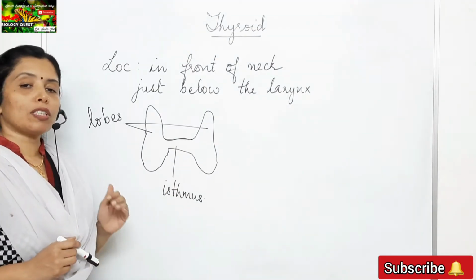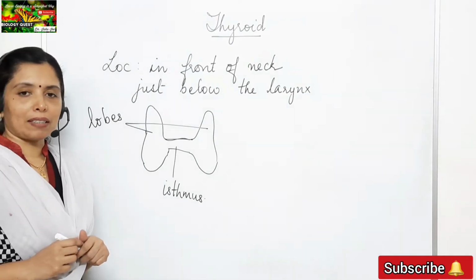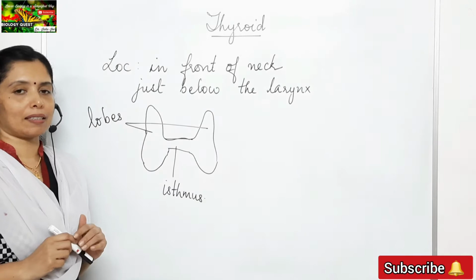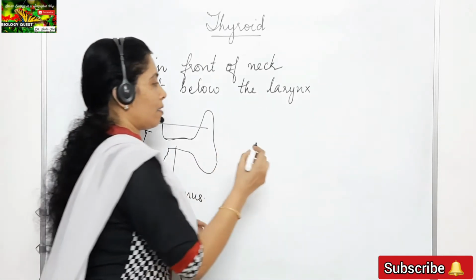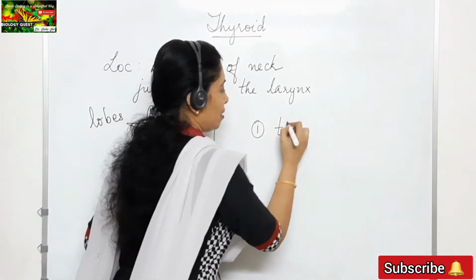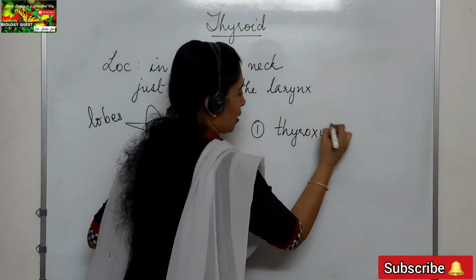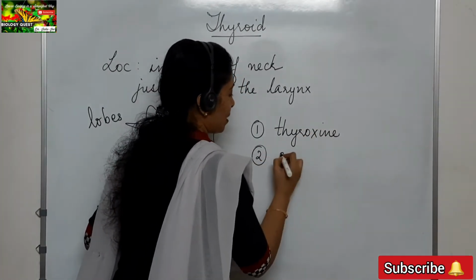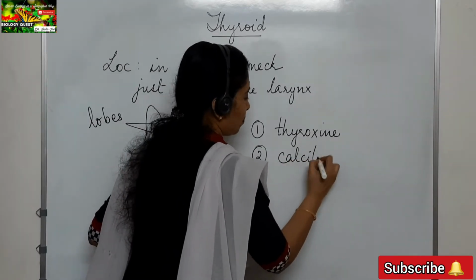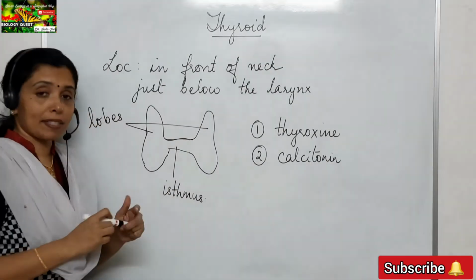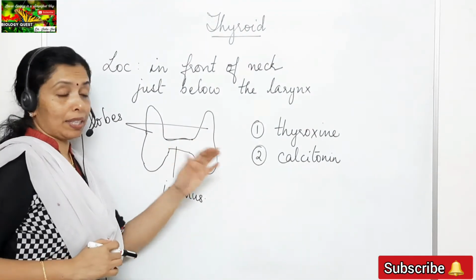Now moving on to the hormones that are secreted by the thyroid gland. There are two hormones that are secreted by the thyroid gland. Number one is thyroxine, and number two is calcitonin. So these are the two hormones that are secreted by the thyroid gland.